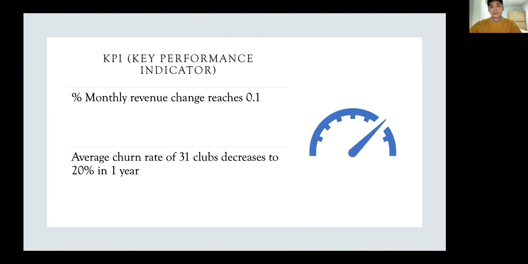So we also built some reachable KPIs for OC&Gym based on their recent performance. Firstly, the percent of monthly revenue change should reach 0.1. Starting from 2017, the rate is less than 0.1. Secondly, average churn rate decreases to 20% from the current average 23%.